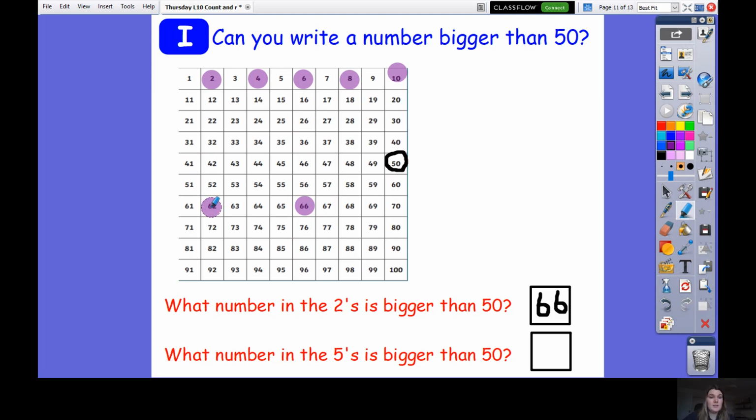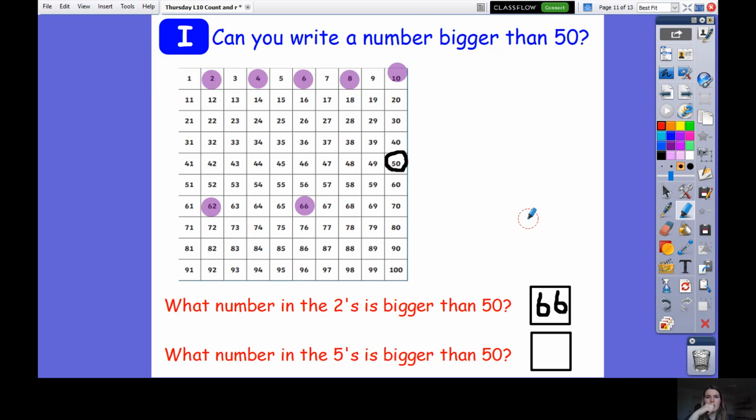62, very good. It could be 62 because again, I could look at the top and I know it ends in a 2, which means it must be in my 2s. Fantastic. Okay, let's try it with the 5s then. Right, let's change our colour. What about our 5s? It's got to be bigger than 50. What do we know about our 5s?